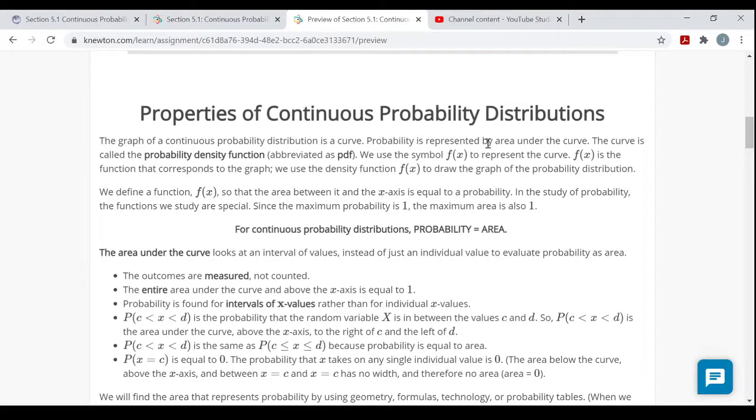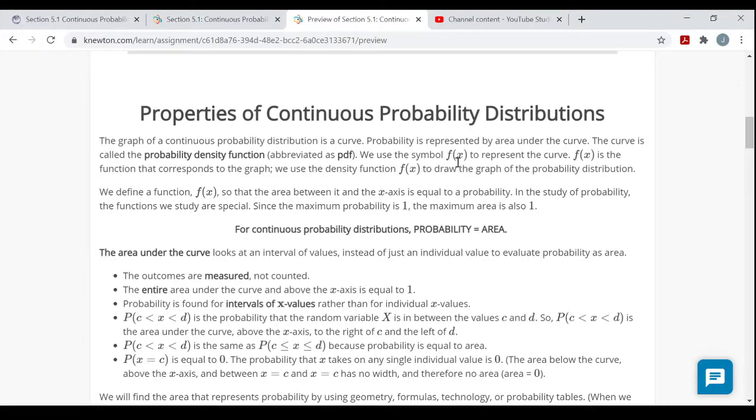Probability is represented by area under the curve. That's a huge thing here. That's what this whole objective is about. All right, the curve is called the probability density function, PDF. Just like for discrete, right? You had discrete probability density functions or probability distribution functions, PDFs, but this time we're looking at, again, a curve and not a histogram.